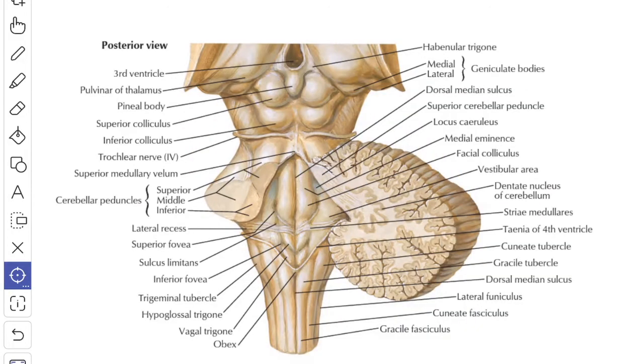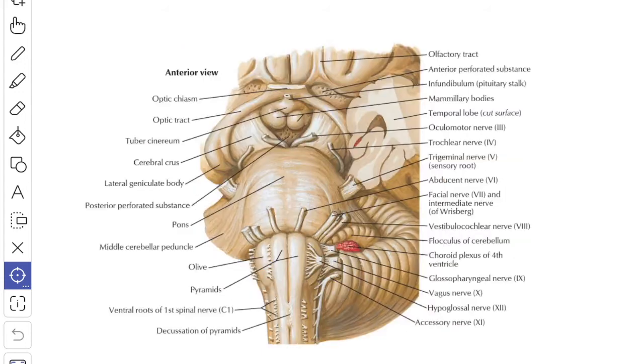This is the posterior view. Here you can see this is the posteromedian sulcus. So this posteromedian sulcus is present in the lower part of the medulla oblongata, and it is continuous below with the posteromedian sulcus of the spinal cord. When you trace above, its lips diverge to form the boundary of the triangular area, the lower part of the floor of the fourth ventricle. So this is the lower part of the floor of the fourth ventricle.